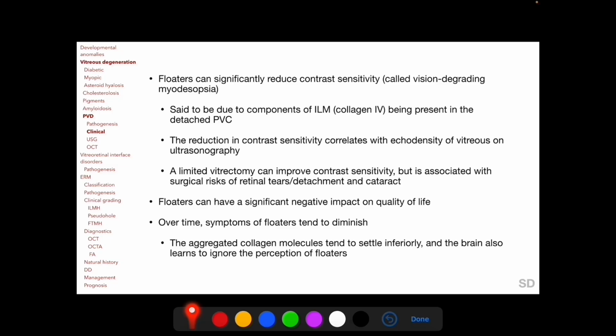Floaters can significantly reduce contrast sensitivity, which is also known as vision degrading myodesopsia, and floaters can also have a significant negative impact on quality of life. But over time, symptoms of floaters tend to diminish, either because the aggregated collagen molecules tend to settle inferiorly or because the brain learns to ignore the perception of floaters.